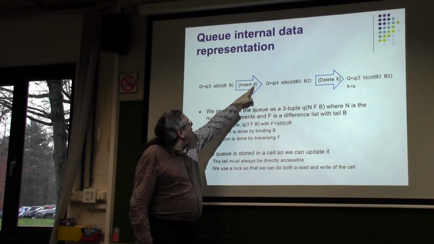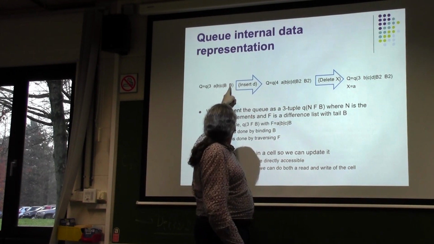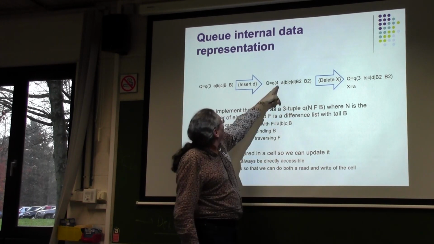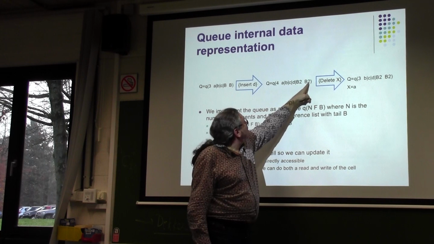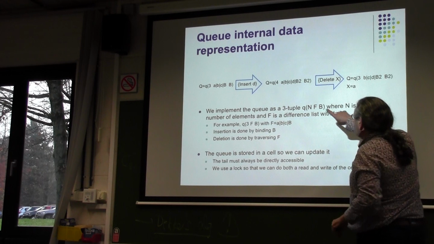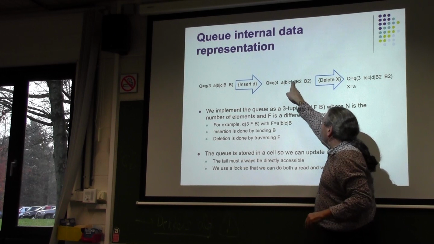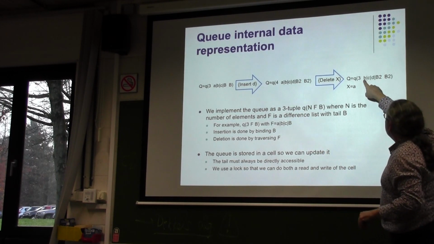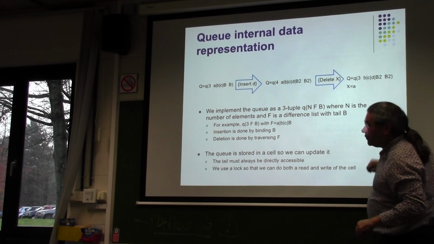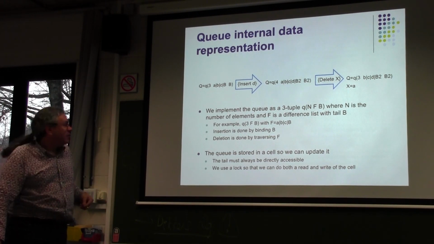So if I insert D, then I bind the B here to D bar B2, and I replace the B by B2. So the new Q looks like this, and the 3 becomes 4, 3 plus 1. So this has D in the back. If I delete X, then I will bind X to the first element, A, and I will replace this part by the one where I remove the first element, so B, C, D, B2. So you see how it works. You can do insert and delete very easily with this.